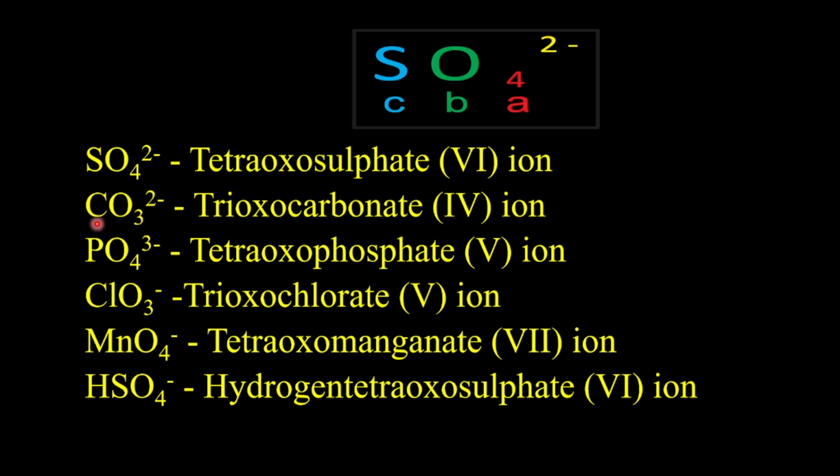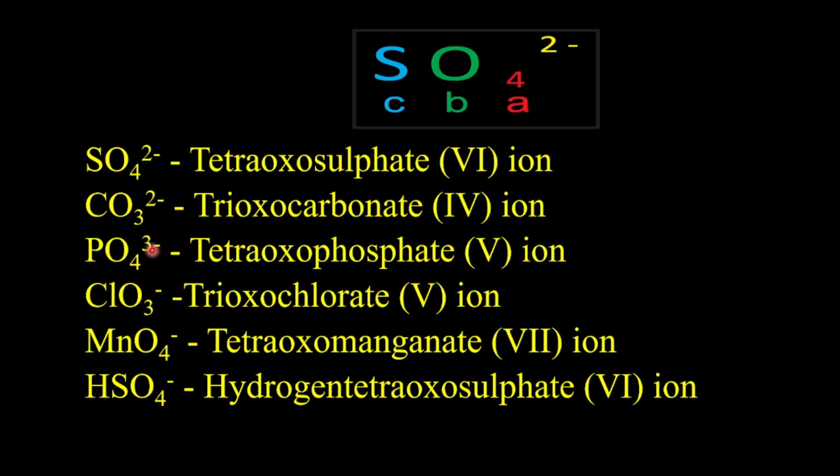Okay, I hope you are done. The next move is for you to calculate the oxidation number for the C. So let's do that together. Oxygen is 2 times 3. That will give you 6. Minus 2 will give you 4. So the name becomes trioxocarbonate 4 ion. Once again, we are ending with ion because of the charge. Good. So let's move to the next one.